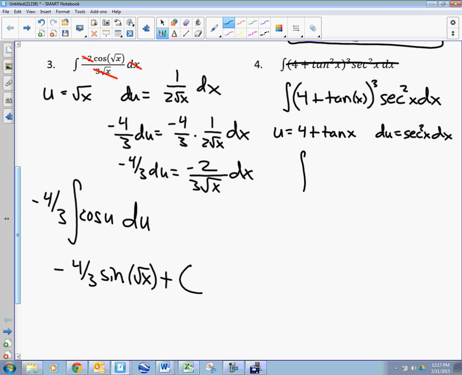So now I have my integral of u to the third du, which is u to the fourth over 4 plus c. 4 plus tangent of x to the fourth over 4 plus a constant. I didn't get that plus. There we go. Is that okay?